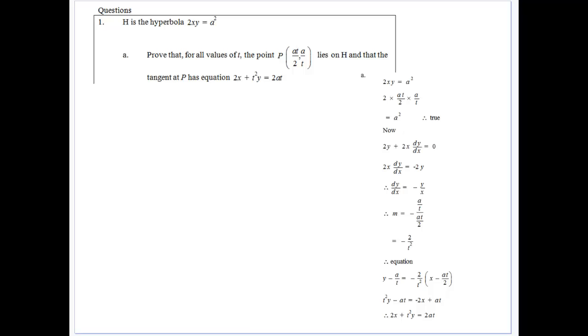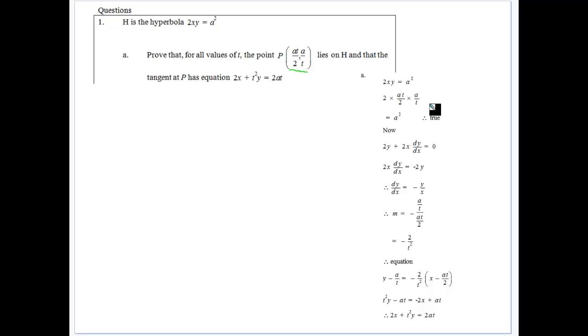So let's have a look at some questions. The first one here, we've got a hyperbola 2xy is equal to a squared. So prove that for all values of t, that point lies on h. Well, that's just a case of taking those points. We're just proving that that point lies on a hyperbola. Substitute the points in. Our left-hand side equals our right-hand side, so it must be true.